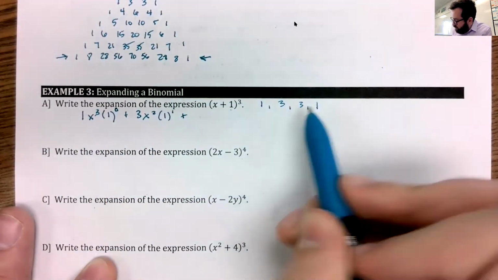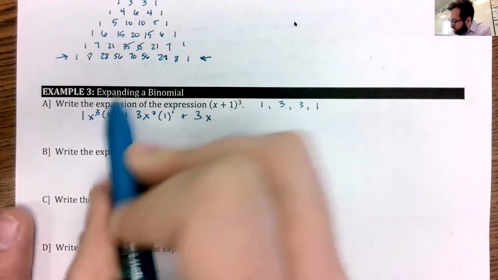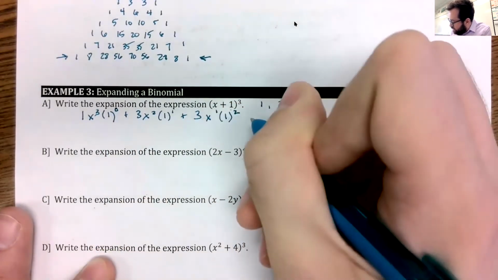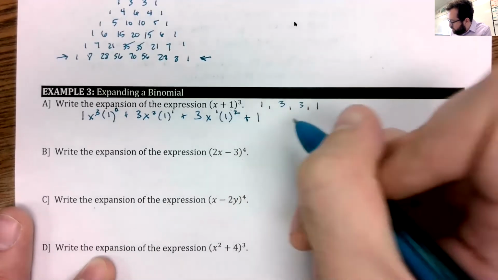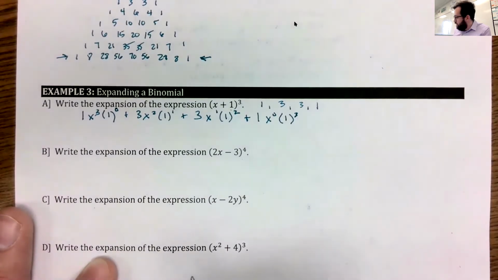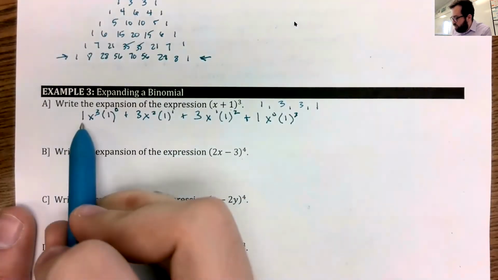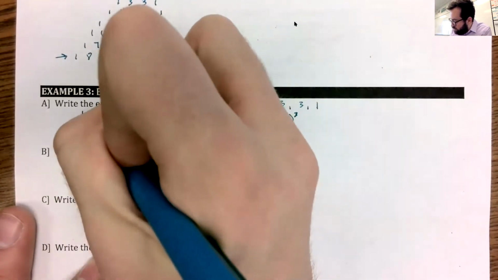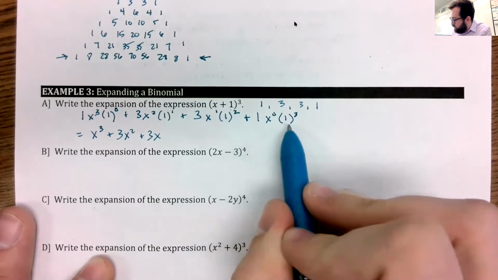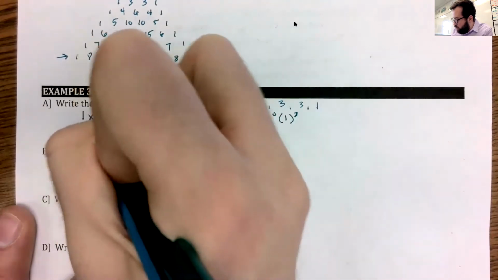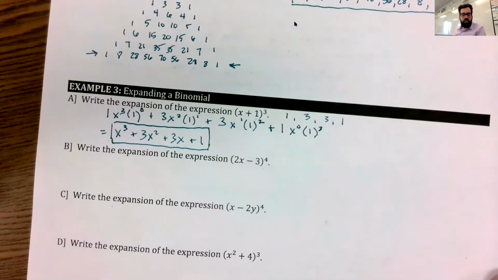Next up, we take the next number in line, a 3. We take the x term and reduce the power again. We take the 1 term and increase the power again. And then we're going to take the next number in line, reduce the x power by 1, increase the 1 power by 1. And now all we have to do is simplify what this looks like. So it's going to be 1x cubed times 1, 3x squared times 1, 3x times 1, and 1 times 1 times 1. So there we go. We've expanded this without actually doing the foiling and everything. Okay, so let's try another example.